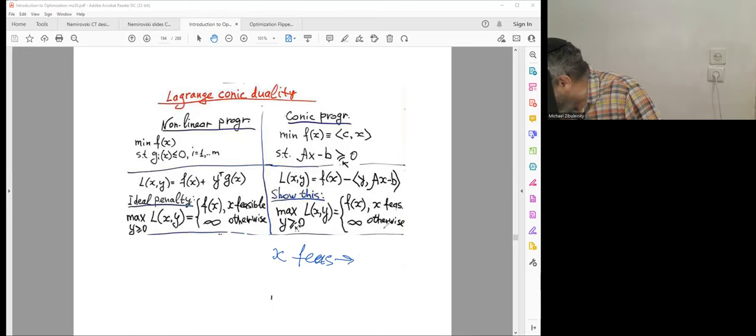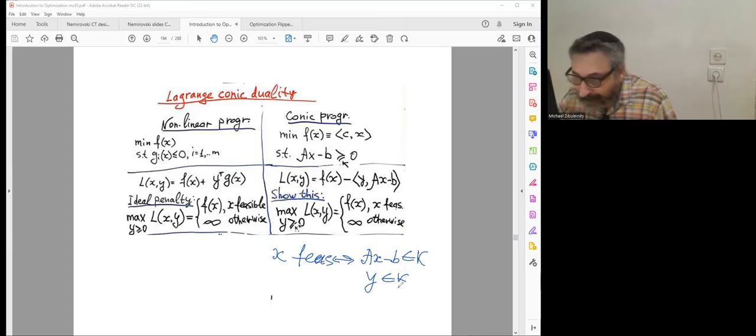First of all, this means that AX minus B belongs to K. And we know that y in any case belongs to K star. Where do I put the star? K star on the top.